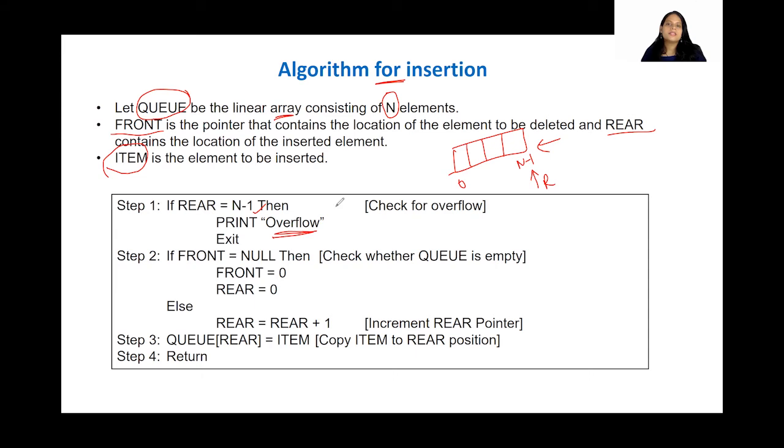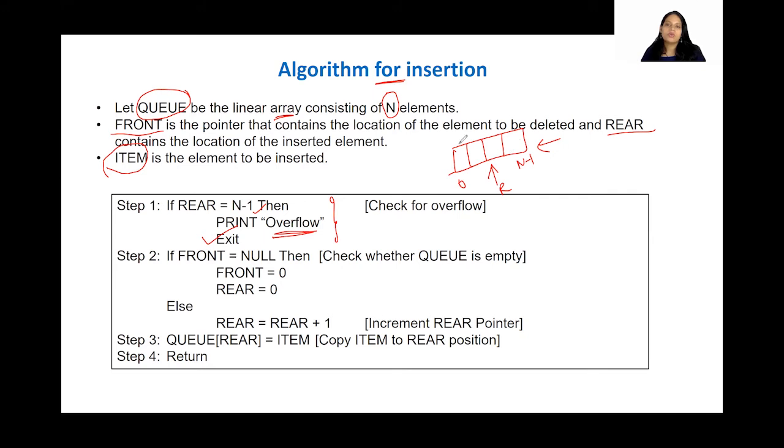Since this algorithm is an insertion operation, we are going to check for the overflow. If my array is overflowing, I cannot do the insertion. I am going to directly exit, right? If at all it is not true, suppose my R is over here, then what is going to happen? Let us see that. In that case, if front is equal to null, so again we are checking.